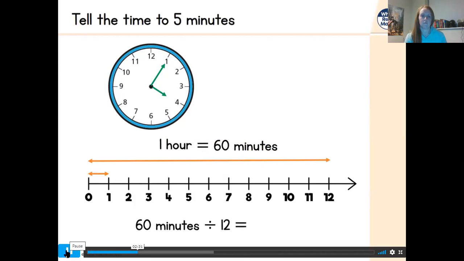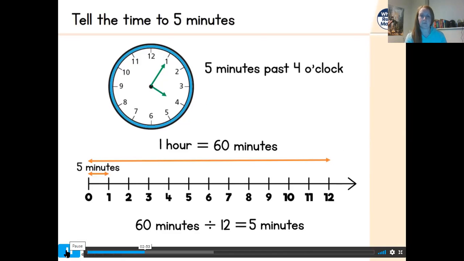Well, you can see there are 12 intervals. So our calculation needs to be 60 divided by 12, which is 5. You hopefully know that from our 5 times table knowledge. So each interval shows 5 minutes. So when we have the minute hand pointing to the 1, it's not pointing to 1 minute past the hour. It's pointing to 5 minutes past the hour. So that time is 5 minutes past 4 o'clock.